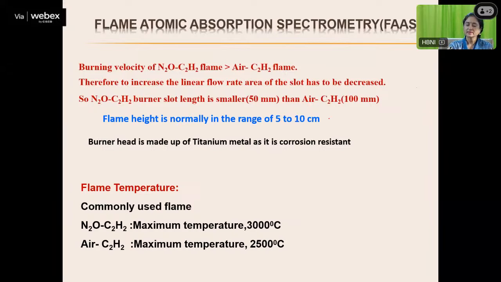Flame height is normally in the range of 5 to 10 centimeter. Now the case is that you have a 100 millimeter burner head and a 50 millimeter burner head. Whenever you are using an air acetylene flame, you can use either of these two burner heads. But when you are using a nitrous oxide acetylene flame, you can use only the 50 millimeter burner head. If you put the 100 millimeter, it will not work. There is a safety lock and the instrument will not work.